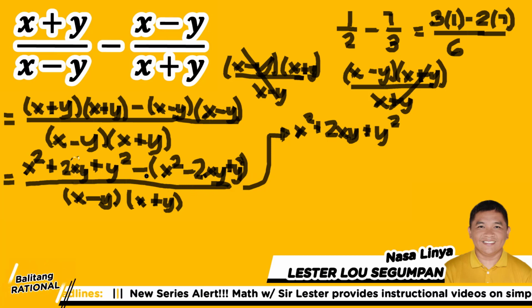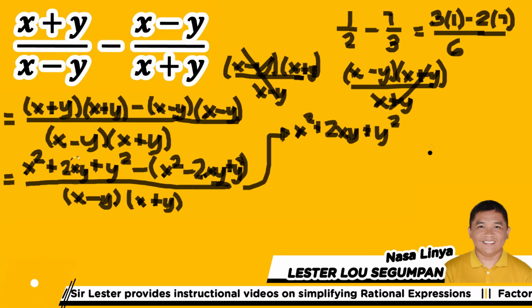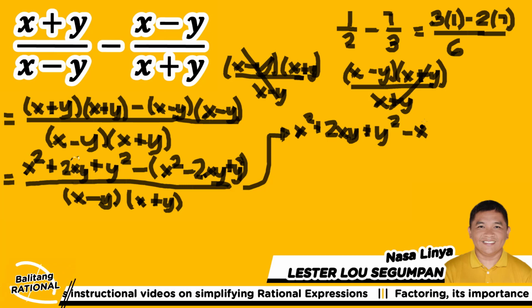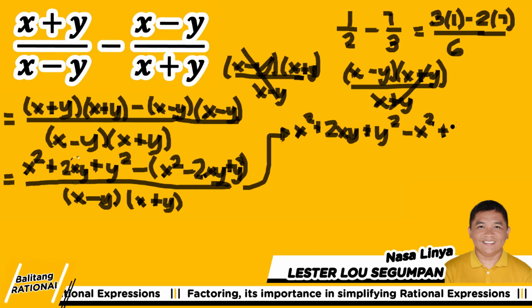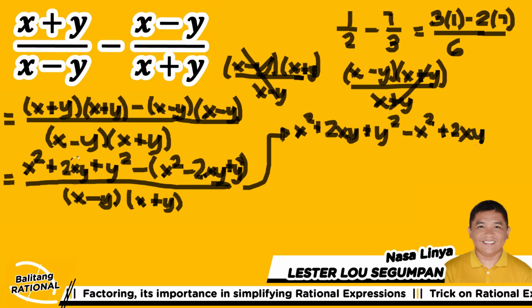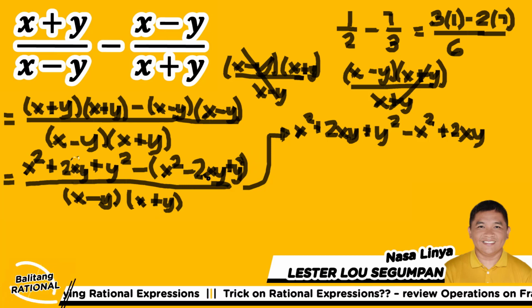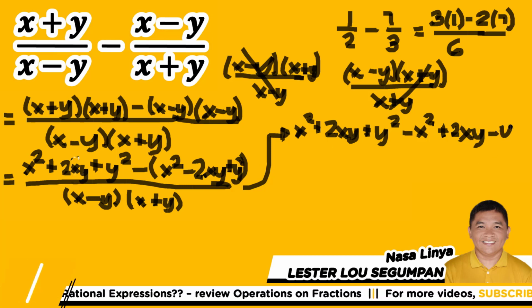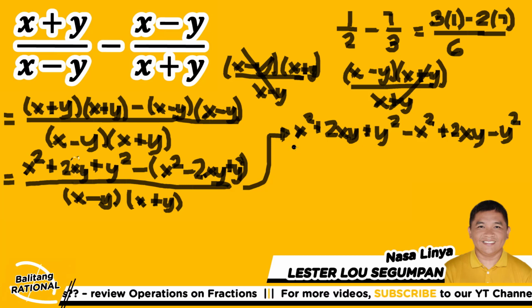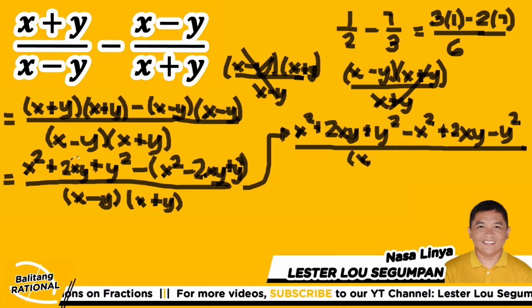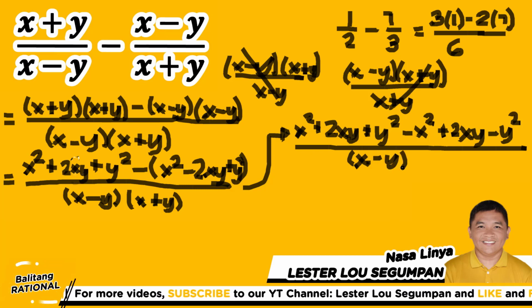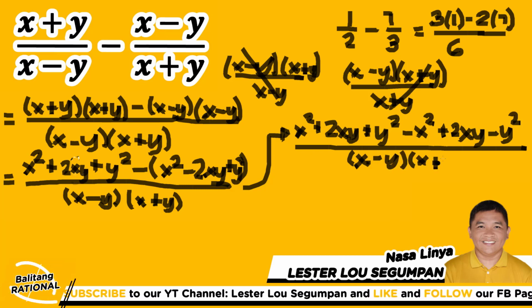Kasi nga po, minus ng lahat ng entries dito, yung signs ay mati-change po. So yung x squared natin is magiging minus x squared talaga. Next, yung minus 2xy natin, magiging po siyang plus 2xy. Imagine if you were not able to add parentheses here, you will just assume that it's still minus 2xy and it's incorrect na po. Then, yung positive y squared natin, magiging minus y squared po siya, all over our entire denominator of x minus y times x plus y.